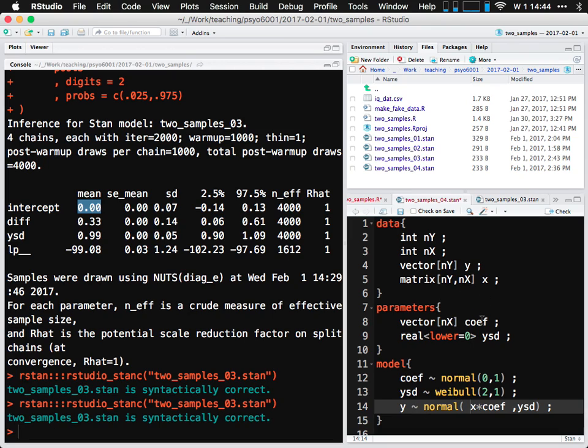So the first element in the coef vector is going to end up being about 0, if we've passed in a matrix with 2 columns, one of which is all 1s, reflecting an intercept, and the second column is negative 1s and positive 1s to reflect our main effect of group.